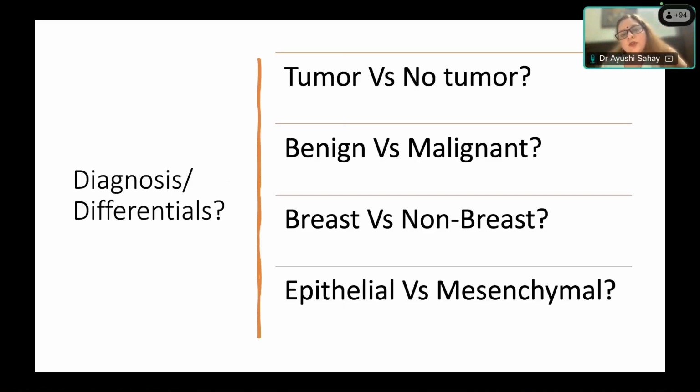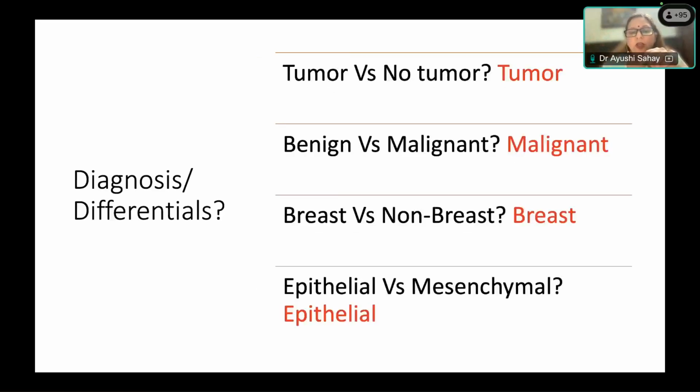But whenever you approach a core needle biopsy of the breast, you have to think in this context. Am I looking at a tumor or if there is no tumor? If there is a tumor, is it a benign or a malignant tumor? Am I looking at a breast versus a non-breast site? Is it possible that this lesion that I am seeing is not from a breast site? If you do not keep this in mind, you are going to miss lesions that secondarily involve the breast. Another question you have to keep in mind is whether I'm looking at an epithelial lesion or a mesenchymal lesion.